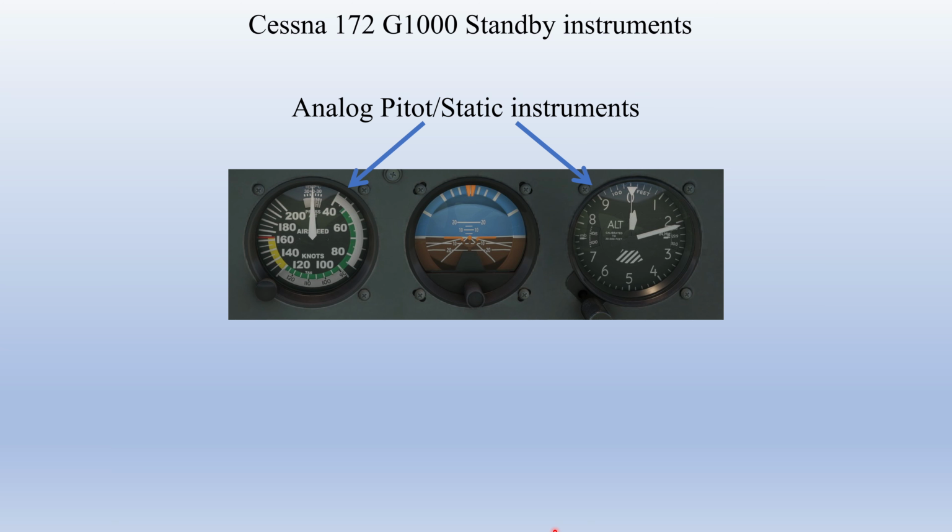They are completely analog instruments with no electrical parts whatsoever except for the lights that light them, and they're again getting air directly from the pitot-static system, inflating the diaphragm on the airspeed indicator and moving the aneroid wafers in the altimeter. So if the entire electrical system fails, these instruments will still work.